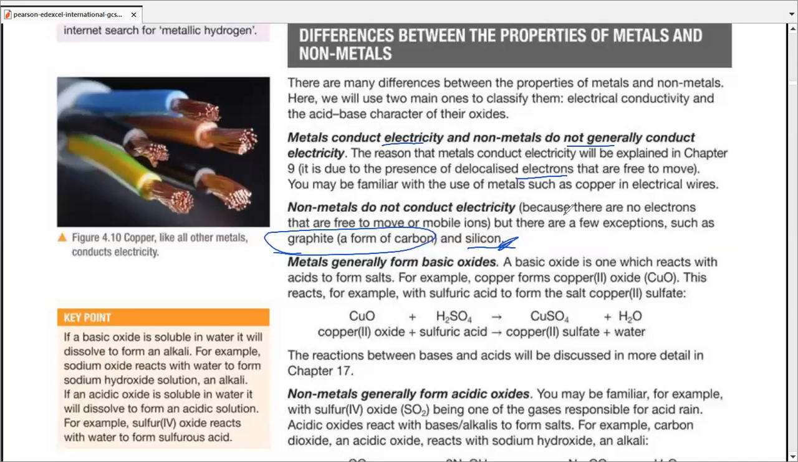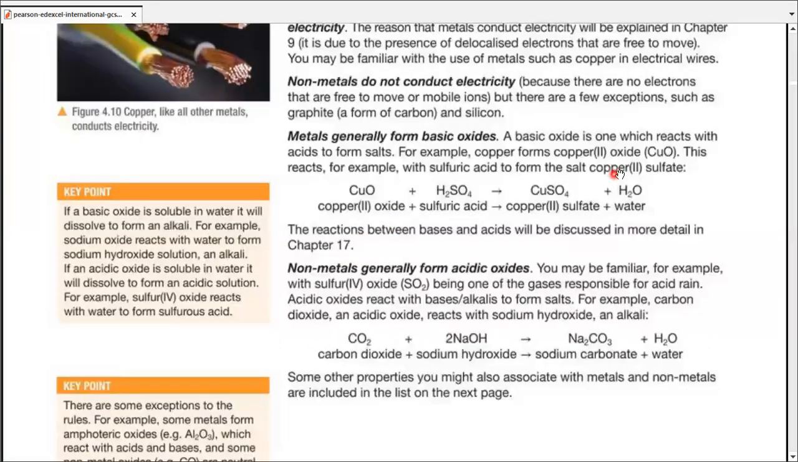Non-metals do not conduct electricity because they don't have any free to move electrons. However, carbon in the form of graphite would have free moving electrons. That's why even being a non-metal, it will be able to conduct electricity fairly. Moving on, metals generally form basic oxides.